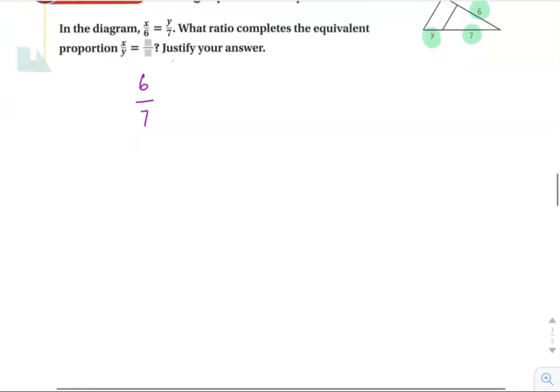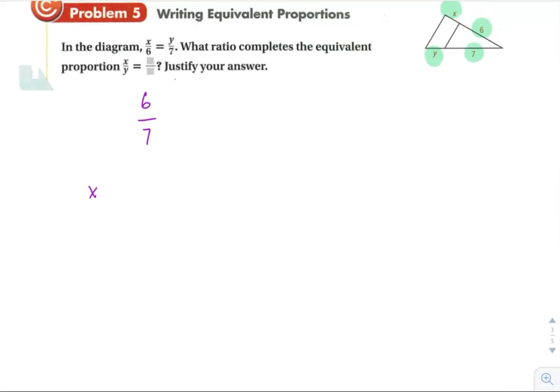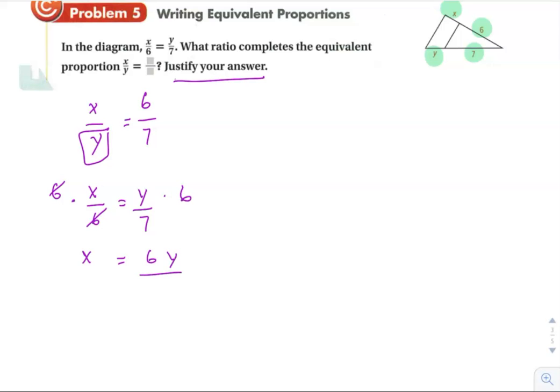But I want to show you guys too, algebraically, why that makes sense, why you can do that. So x to 6 equals y to 7. I could justify my answer by showing that x over y equals 6 over 7. Let's first get, because we want to try to get y here instead of this 6, so I'm going to try to get 6 on the other side. I'll do that by multiplying by 6 on both sides. I'm then left with x equals 6 times y over 7.